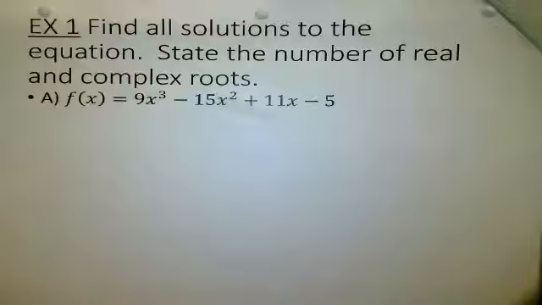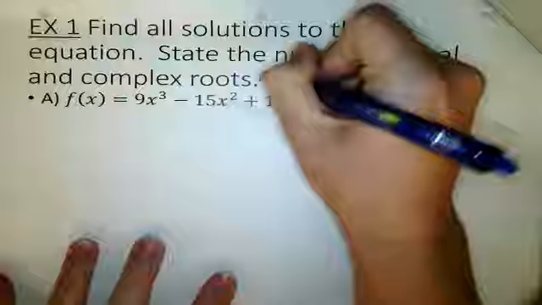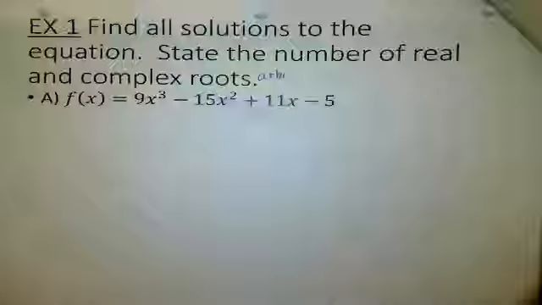Okay. We're going to find all the solutions to the equation, real and imaginary. We want to state the number of real solutions, purely real solutions, and then we're going to state the complex roots as well. Complex means that it's in the form a plus bi, where it has a real part and an imaginary part. But really, we just want to state the real zeros and the imaginary zeros, how many there are.